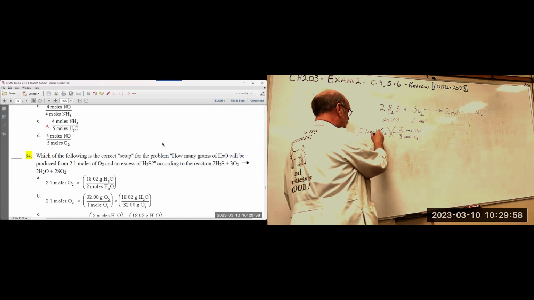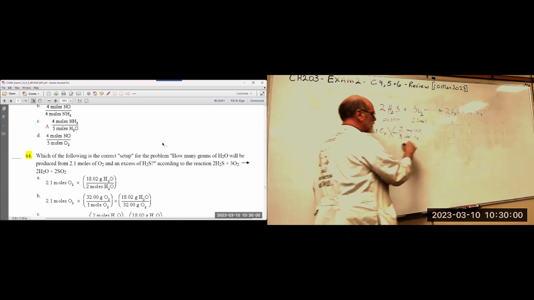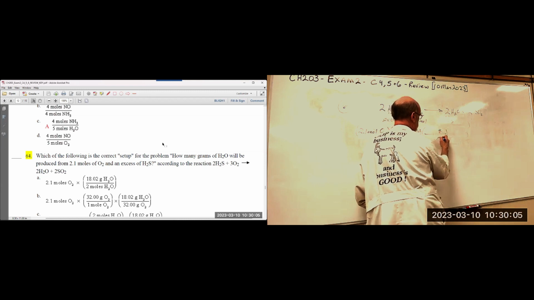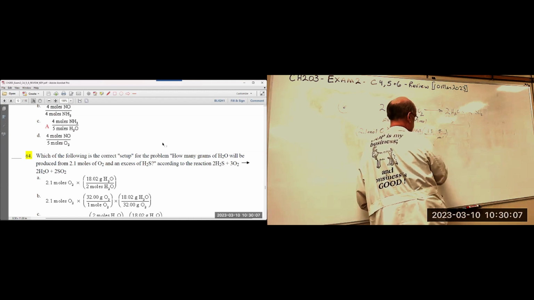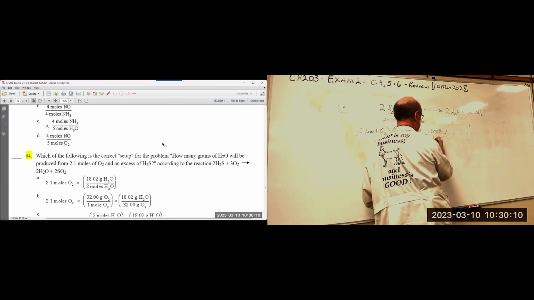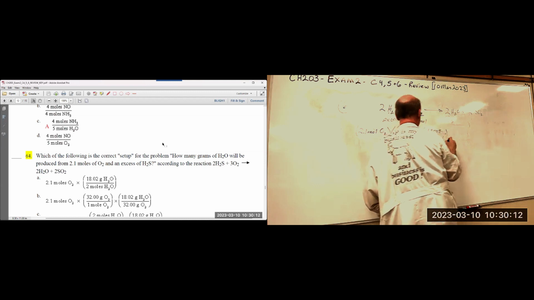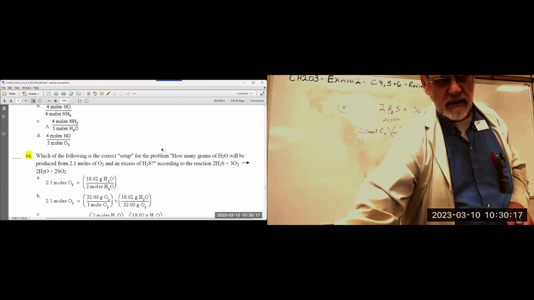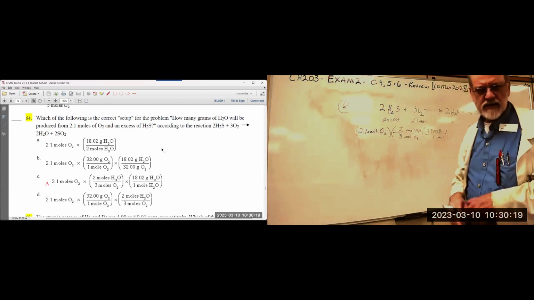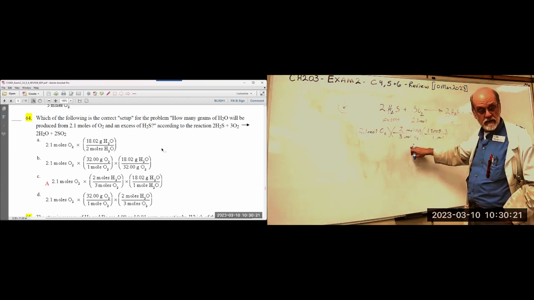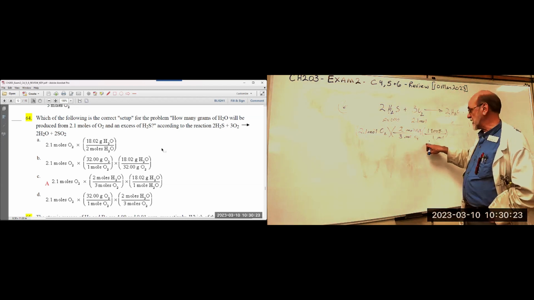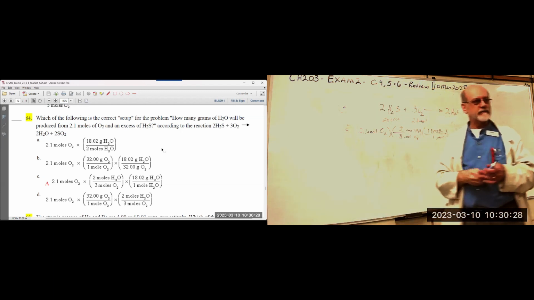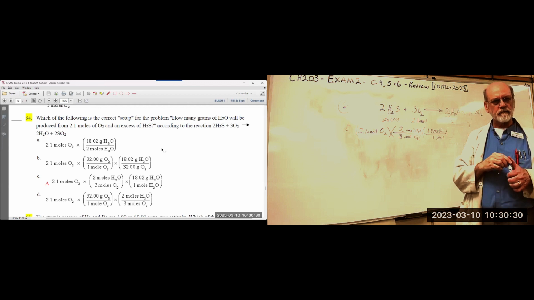Okay. Now we've got moles of water. We just need to convert moles of water to grams of water. And that's 18, or 18.02 technically. And that takes care of that. Okay, so that's our setup. So which one matches that one? Let's see, here. C. C is the best answer for that one.